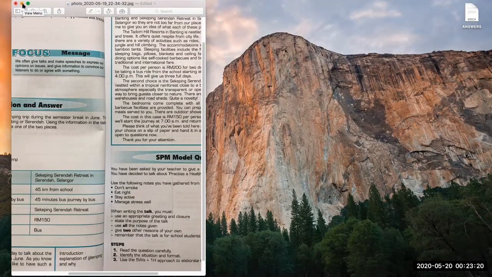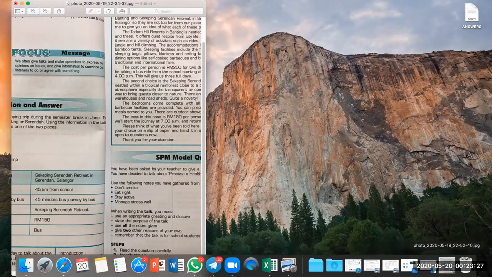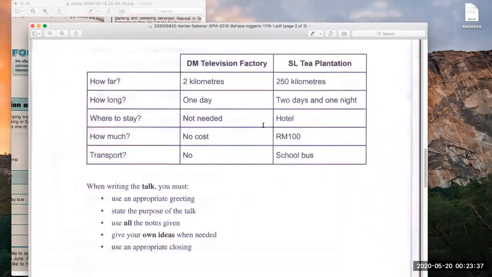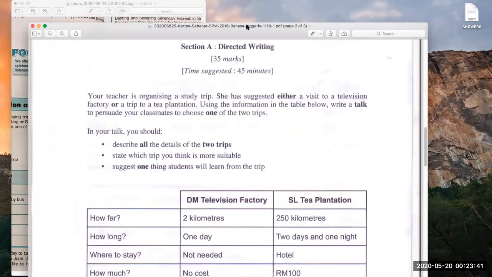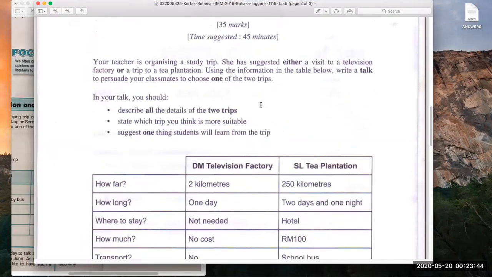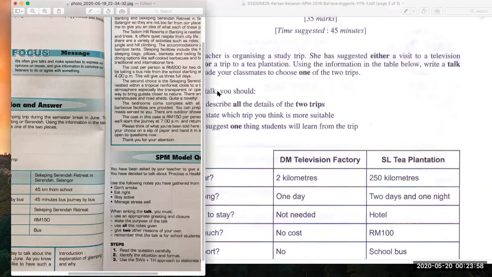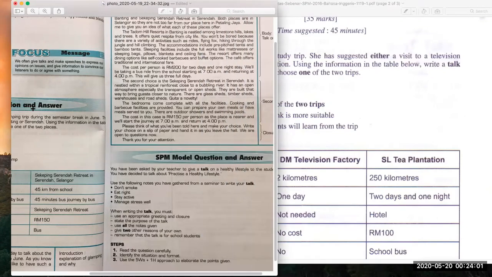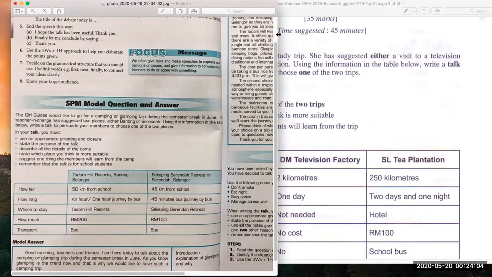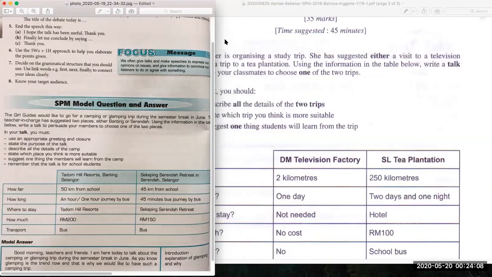in 2019 lah, last year punya SPM, the question was article, and then 2018 report, 2017 report, 2016 is this one. 2016, you see, okay. Your teacher is organizing a study trip, suggest a television factory or a plantation, tea plantation. You have to write a talk, okay, very similar to this one. Very similar to this one. This is 2016, 3-4 years ago.